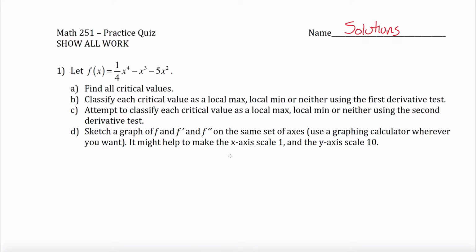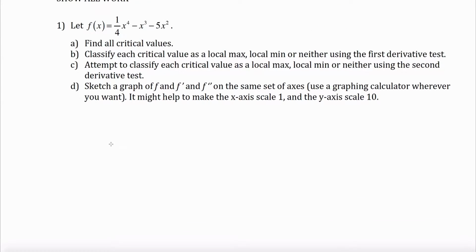So the basic idea here is I want you to be able to find and classify critical values and classify them two different ways using the first and second derivative test. So finding critical values, the important thing for you to know there is that critical values come in two flavors. They happen when your first derivative equals 0 and when your first derivative is undefined. So either way, I got to know what the first derivative is.